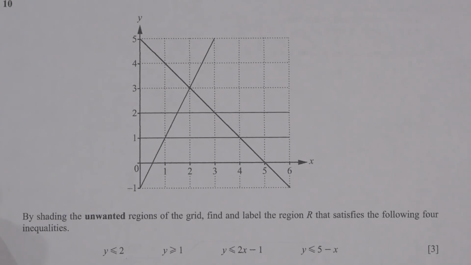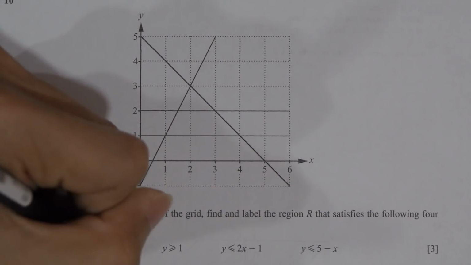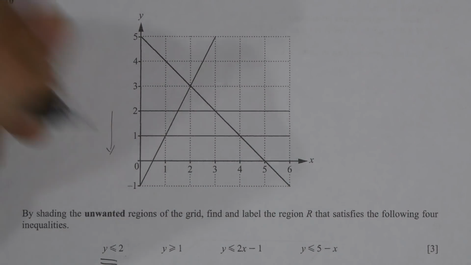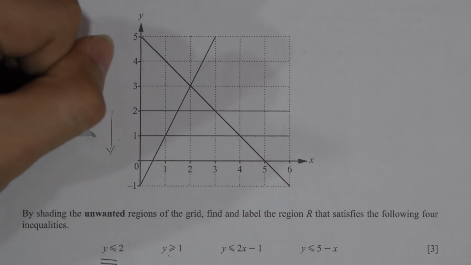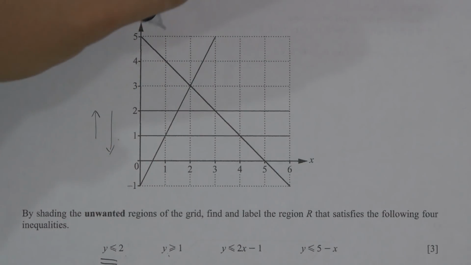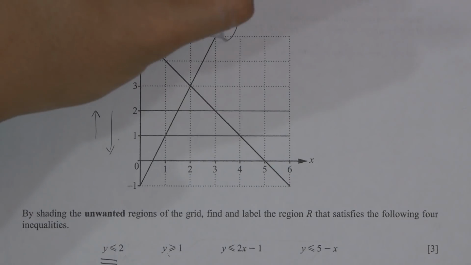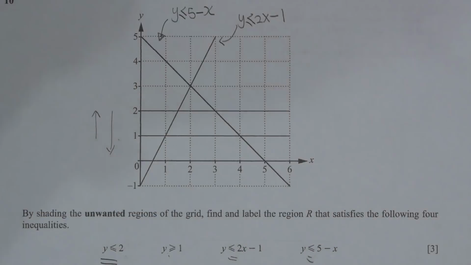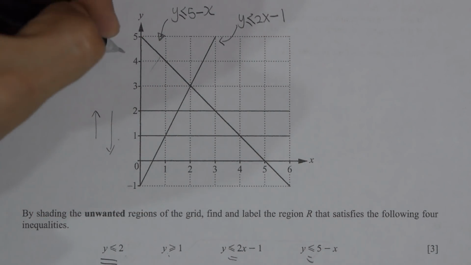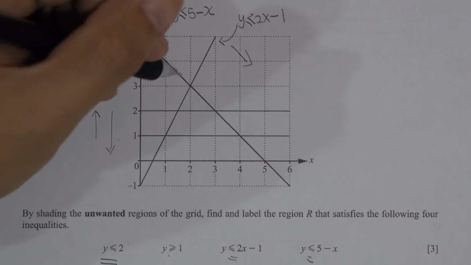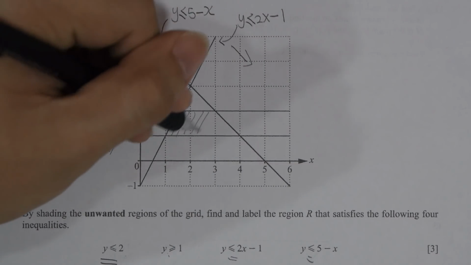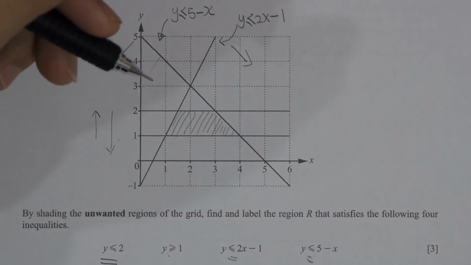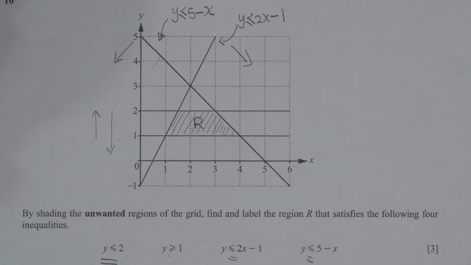So this is shading the unwanted region and label R. So the first line is actually y less than or equals to 2. The second is y more than or equals to 1. Then I labeled down the remaining 2 lines. So both of them are actually less than. So just follow the arrow that I have drawn, then you'll be able to find the region they actually wanted, which is the middle part, and I label it as R.